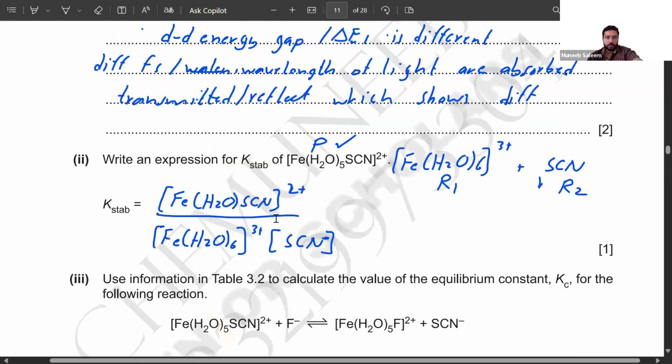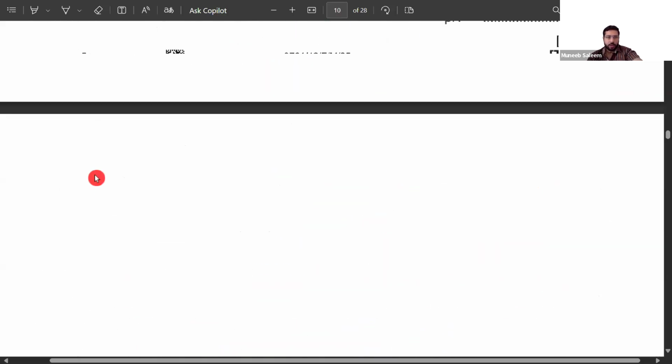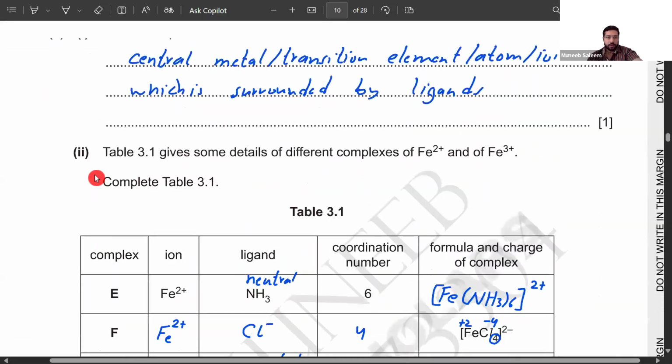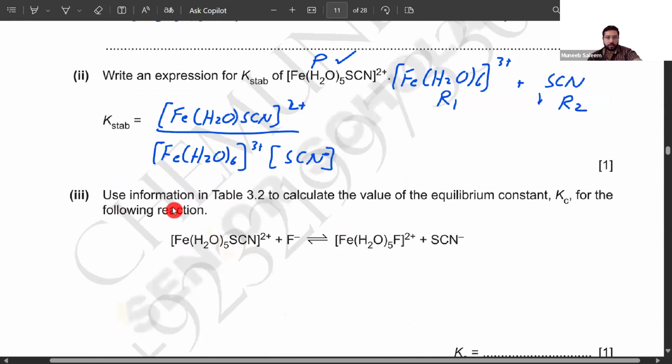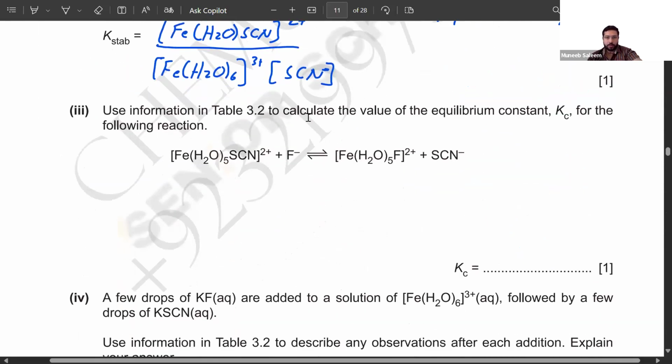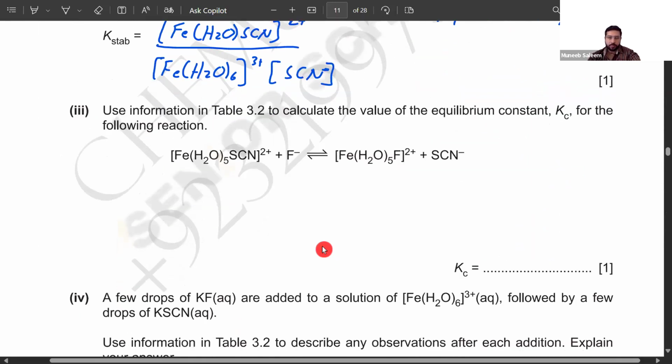Now, moving to our past papers, continuing from question number 3, and we had part B, subpart 3: use information in table 3.2 to calculate the value of equilibrium constant Kc for this reaction. So we are supposed to find the Kc value.